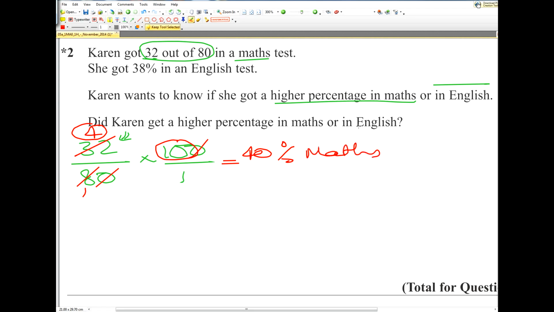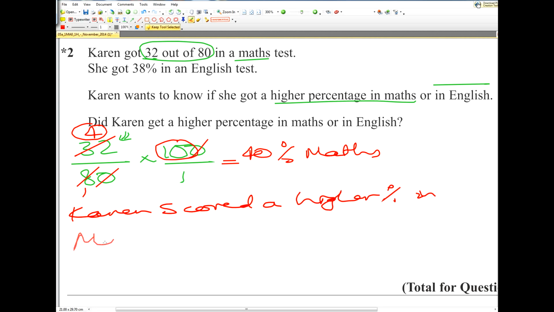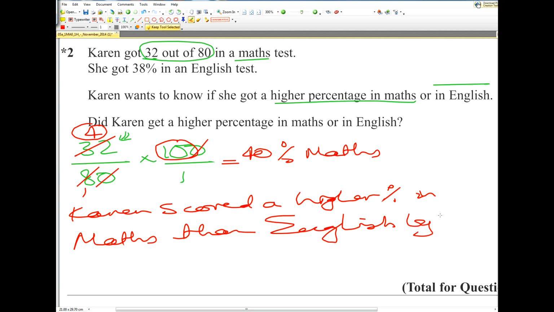So did Karen get a higher percentage in maths or English? So we can say here Karen scored a higher percentage in maths than English by 2%. So she scored higher by 2%. Done. End of that question. Let's move on.